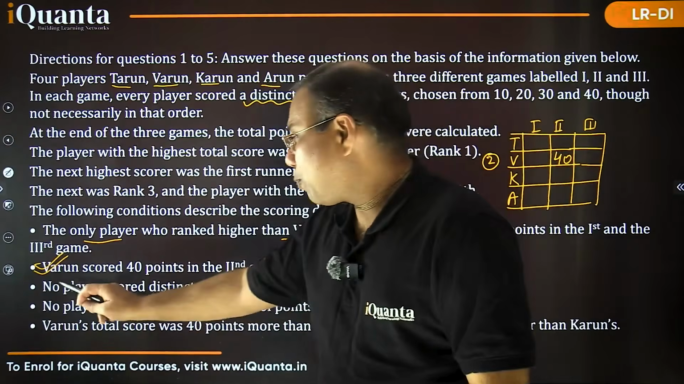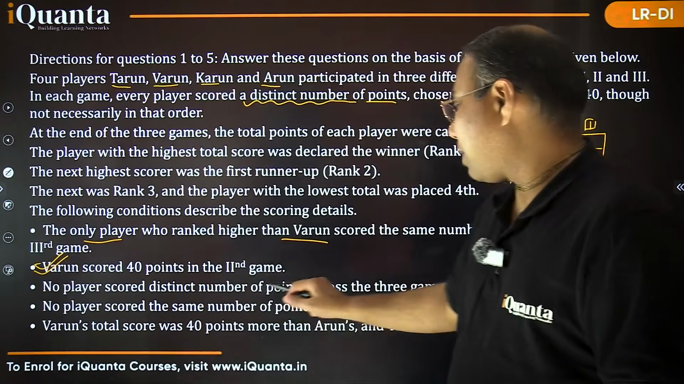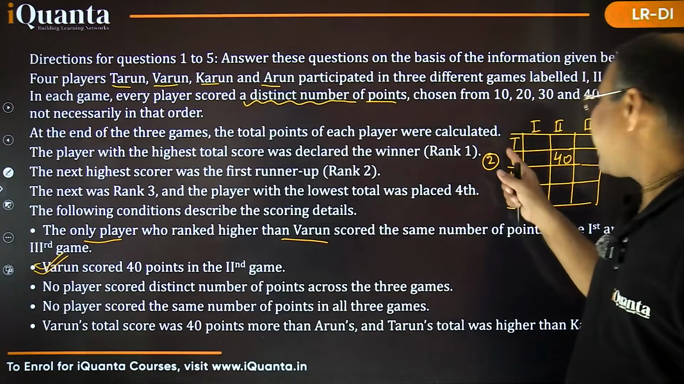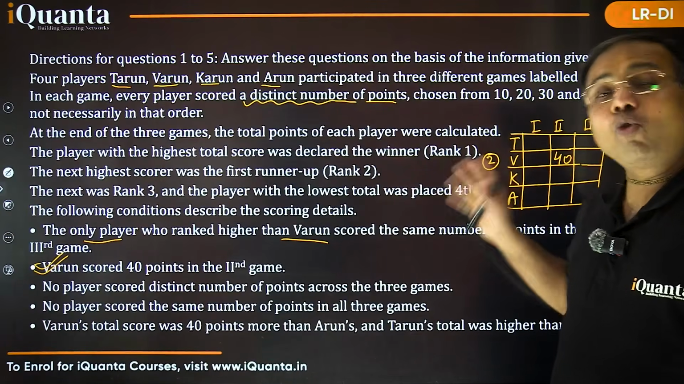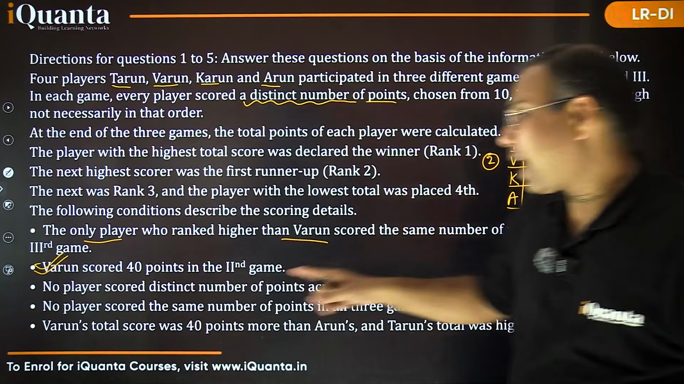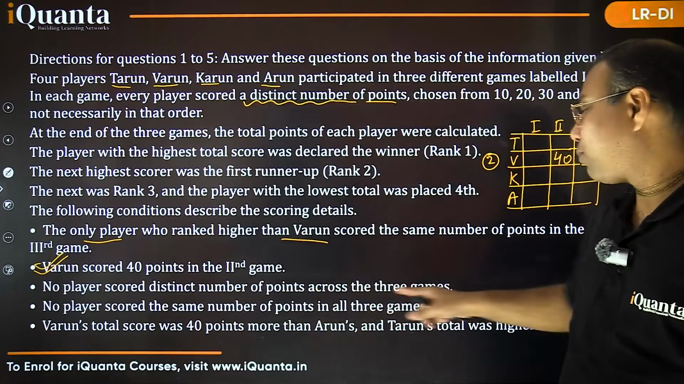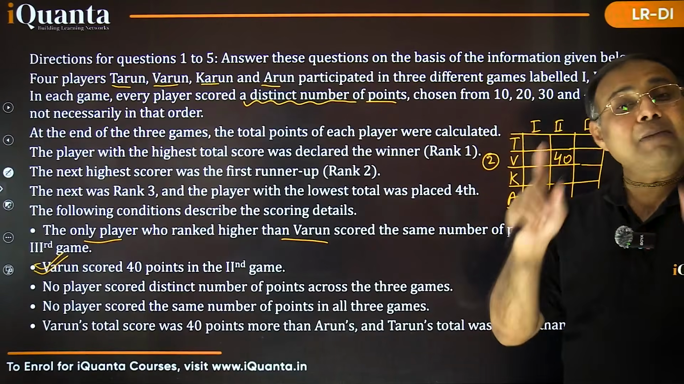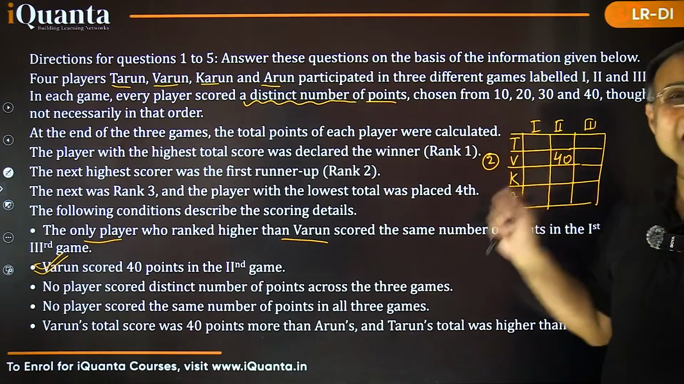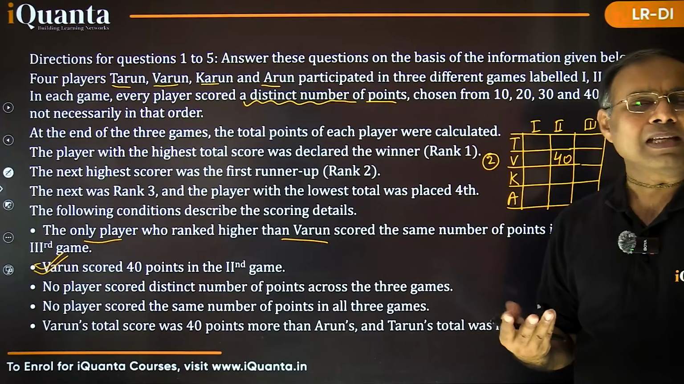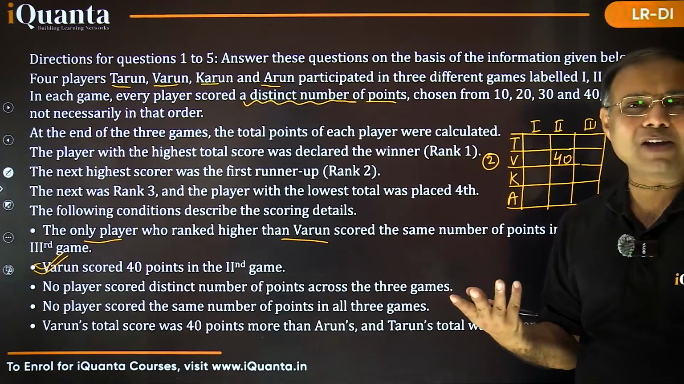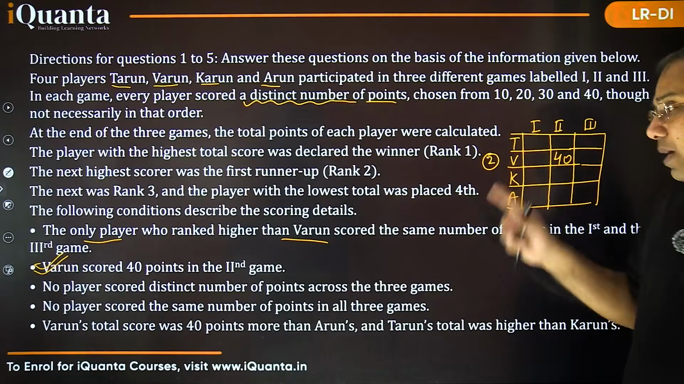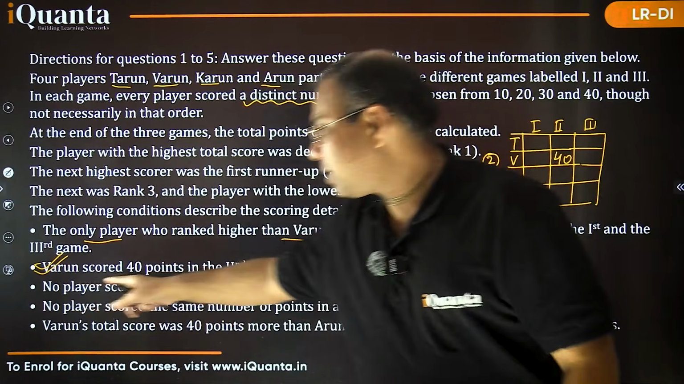It says no player scored a distinct number of points across 3 games. That means for any player, no one is there who may have scored a distinct number of points across all the 3 games, that means whose all these 3 values are different. There is no such player. It means the three values are not going to be different. There are going to be some same values, maybe 2 are same or maybe all 3 are same, but all 3 can't be different. That has been mentioned in this point.